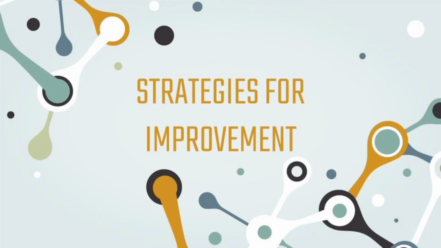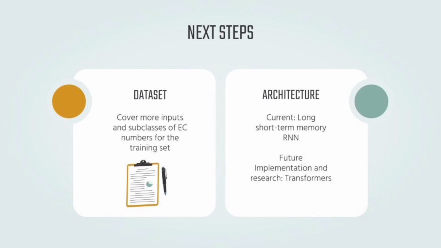We have outlined our next steps for the improvement of Denatured. Firstly, while a dataset of about 35,000 cases is impressive, increasing our dataset to cover more inputs and subclasses of EC numbers would result in a better trained model. Secondly, for architecture, we used an LSTM RNN. A different approach would be to use a transformer, which is a new deep learning model primarily used in the field of natural language processing.